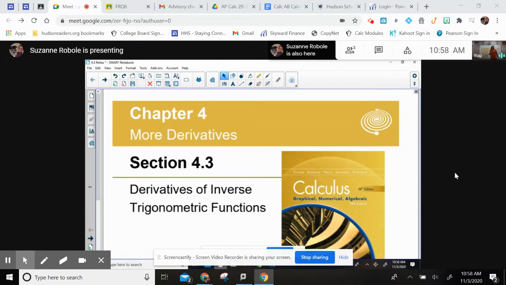Hey there, people. Today we are talking about section 4.3, derivatives of inverse trig functions. So we're going to talk about regular inverse functions. We're also going to go through and do inverse trig functions.